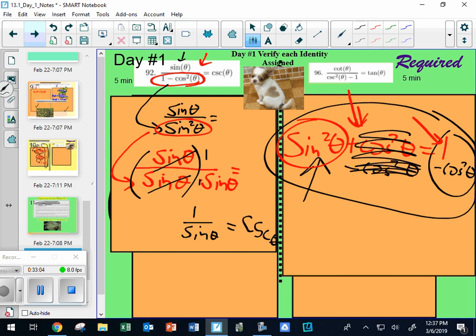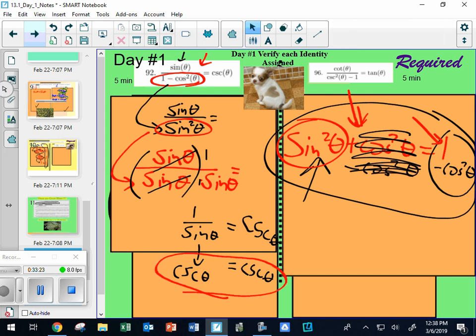Just one more step, Ryan. What is it? Come on. Yes. Cosecant theta equals cosecant theta. If you've got that at the end and every step you made on one side was a legal swap or a simplification, like 1 plus 1 is 2, that's legal. Sine over sine cancels, that's legal. Then you've proven it. Okay.